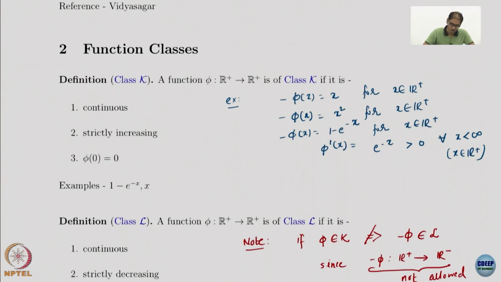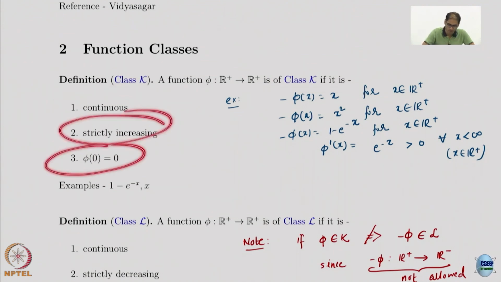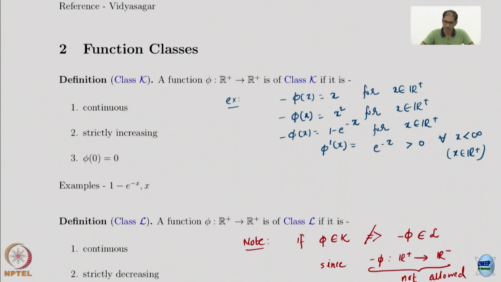A function phi is of class K if it is continuous, strictly increasing, and it is 0 at 0. That is it, only these three conditions. Examples are, as mentioned here, 1 minus e to the minus x, and x. You can verify that when x is 0, this is 0. If you take phi of x equal to x, this is one of the simplest examples, because it is 0 at 0, it is definitely strictly increasing, you can take a derivative and see, and it is definitely continuous, in fact it is smooth.